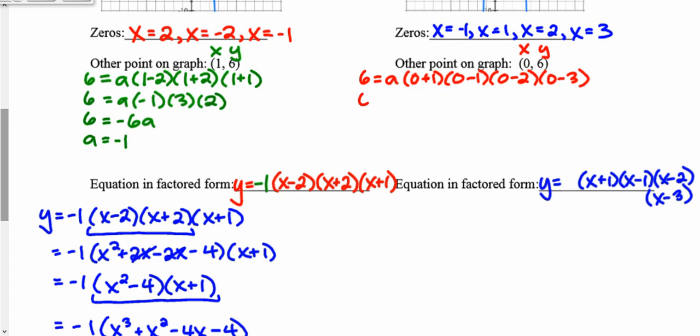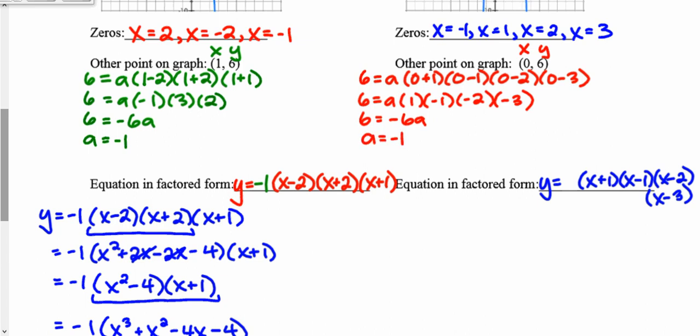Okay, so now I'm going to simplify all of those parentheses. So that would be a 1, a -1, a -2, and a -3. And now I'm going to multiply all those together. So if I multiply that together, that gives me -6, which means a is -1.